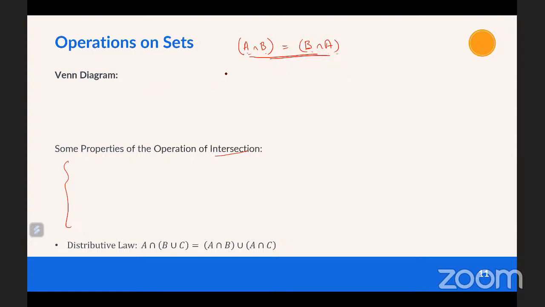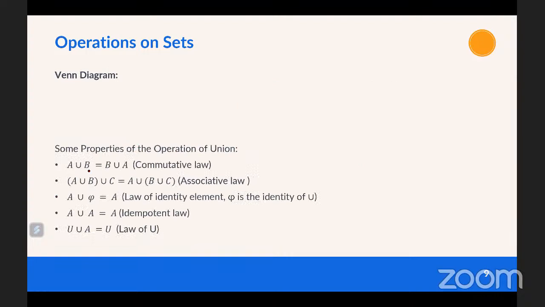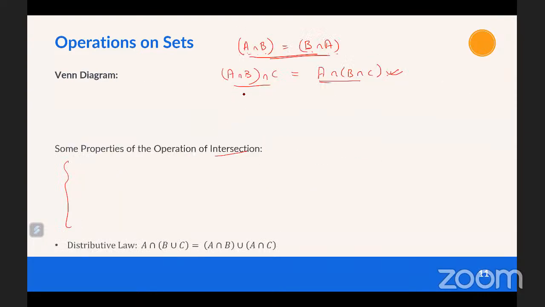Now, the second property, or the second law, is: if you do A intersection B intersection C, it will be the same as A intersection B intersection C, grouped differently. You can take two examples and see if this property holds. This property was also true in the case of union. This is the associative law. It is the same, only in that case we were doing union, here we are doing intersection.